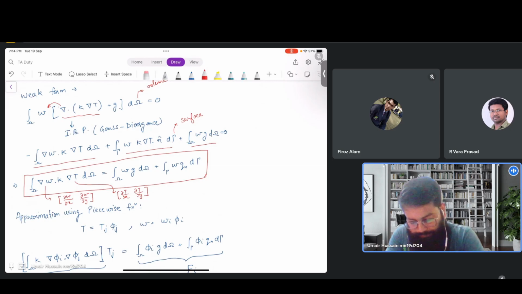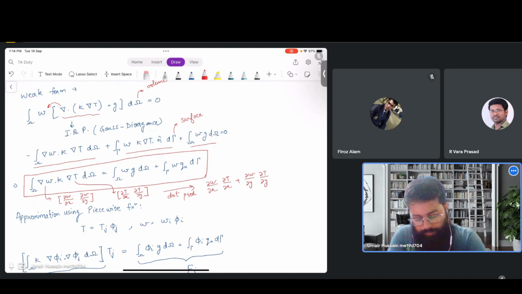So if we simplify this, we take the dot product of these two vectors. We'll have dou w by dou x, dou t by dou x, plus dou w by dou y, dou t by dou y.